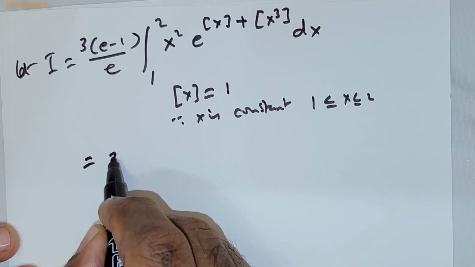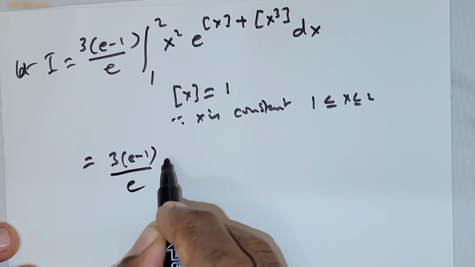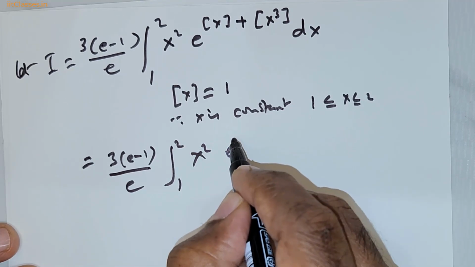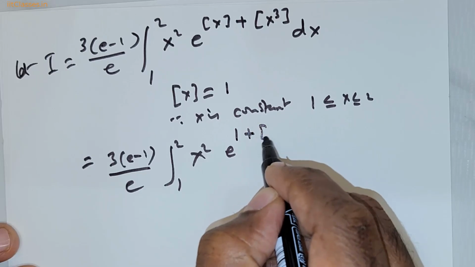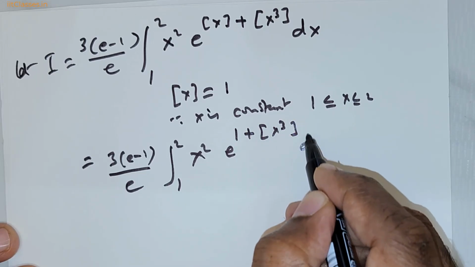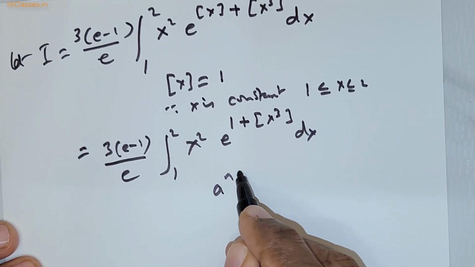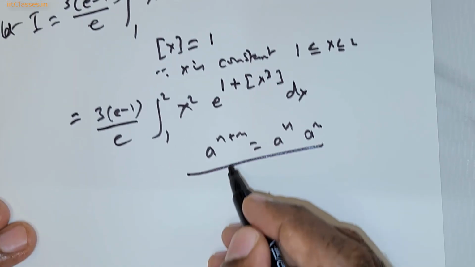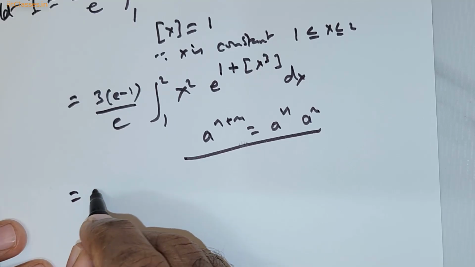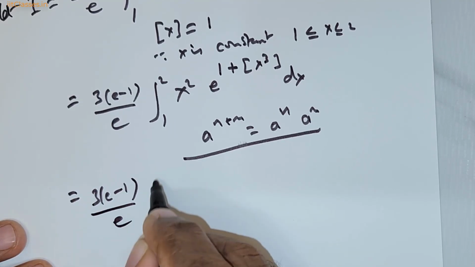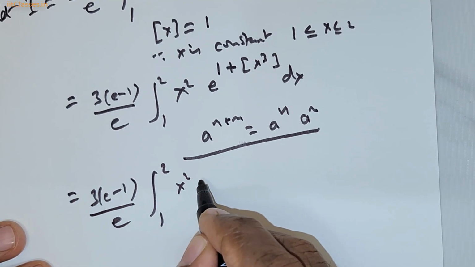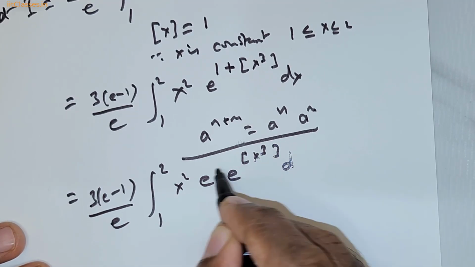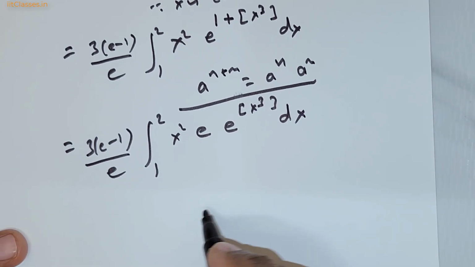So therefore we have 3 times e^(-1) divided by e, limits 1 to 2, x squared times e raised to the power of 1 plus x to the power of 3, dx. Now a raised to the power of n plus m is equal to a raised to the power of n times a raised to the power of m. So this is going to be rewritten as 3 times e^(-1) divided by e, limits 1 to 2, x squared times e raised to the power of the greatest integer of x to the power of 3, dx.